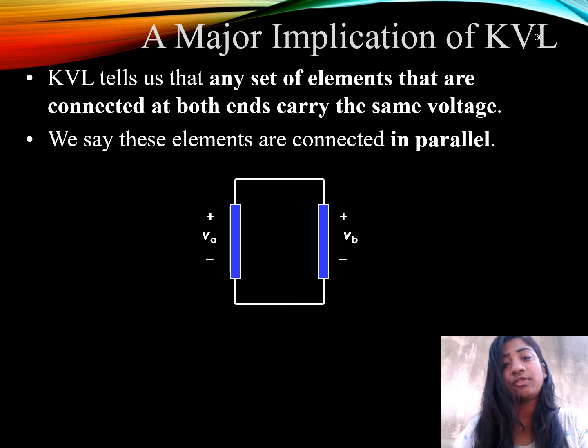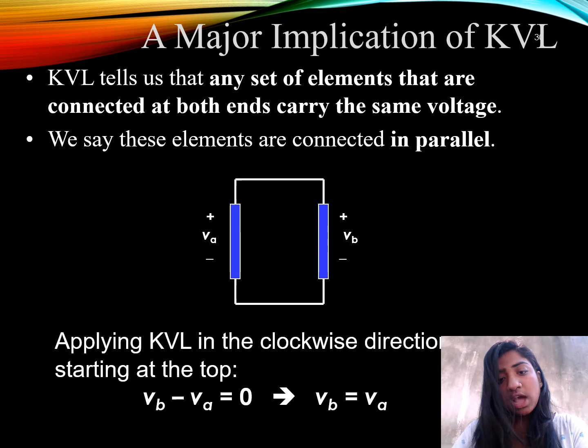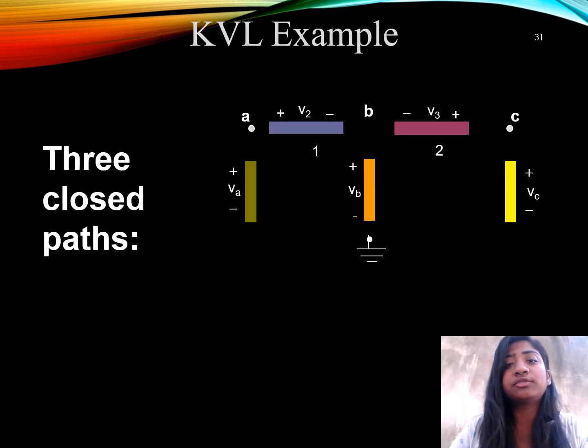A major implication of KVL. KVL tells us that any set of elements that are connected at both ends carry the same voltage. We say these elements are connected in parallel as shown in the image. Applying KVL in the clockwise direction starting at the top, VB minus VA equals 0, that is, VB equals VA. Let's see the example of the KVL.